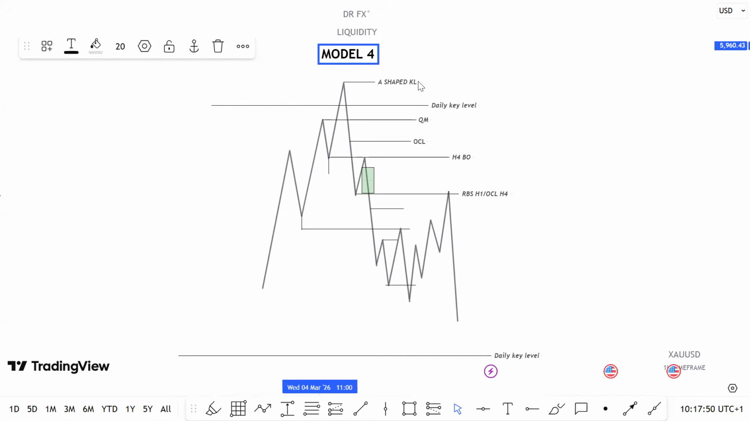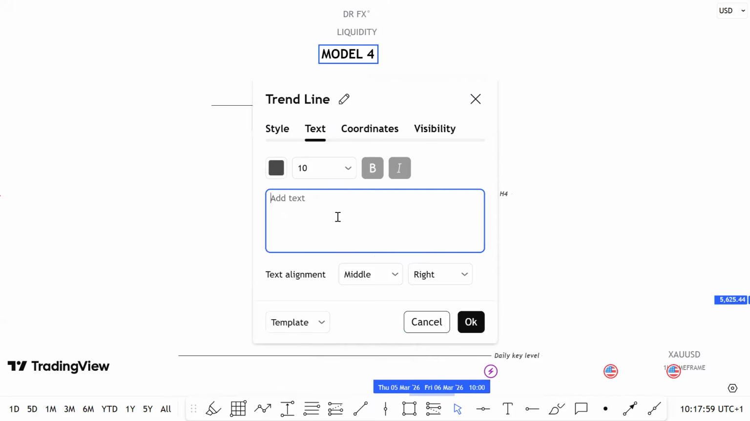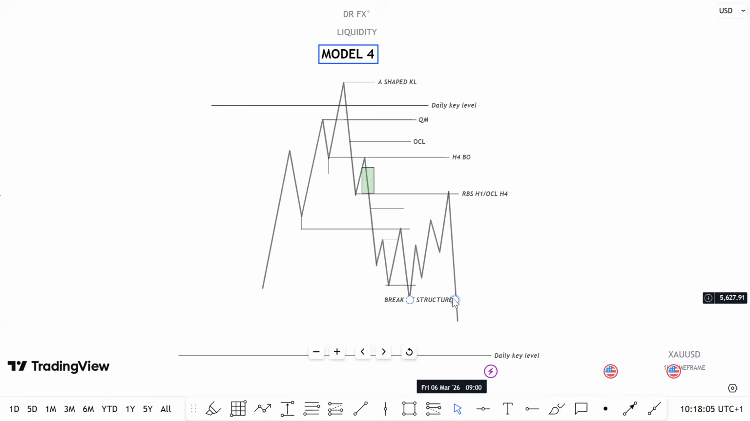Now, Model 4 is the one that is confusing people, but it's not supposed to. Model 4 is just talking about whenever the market breaks a structure like this, right? Let's say the market breaks a structure. Let's say this is a break of structure. Why am I writing it in full? Let's say this is a break of structure, right?